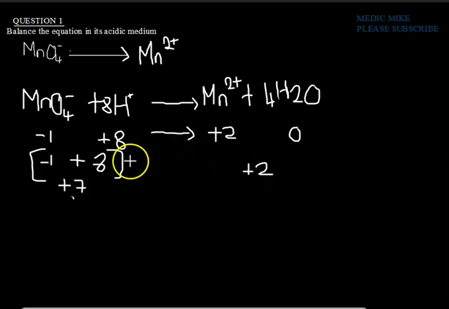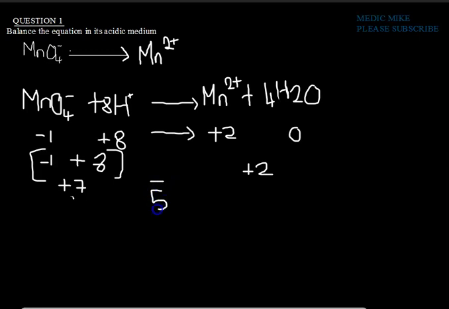So at this part of the reaction, we can see that the only thing that is not balanced in this reaction now are the charges. So this is +7 and +2. So the next thing to do is to look for the difference between the higher charge and the lower charge. So the difference between these 2 charges is 5. If you are saying 7 minus 2, the answer will be 5.